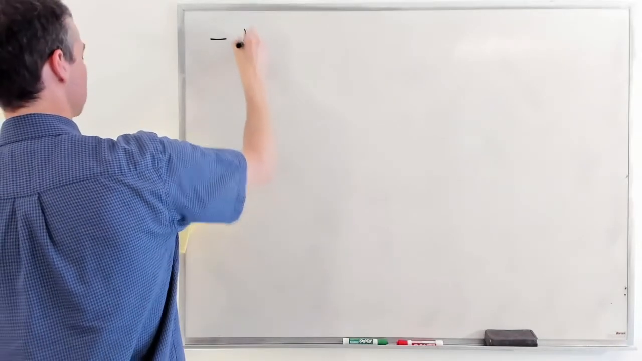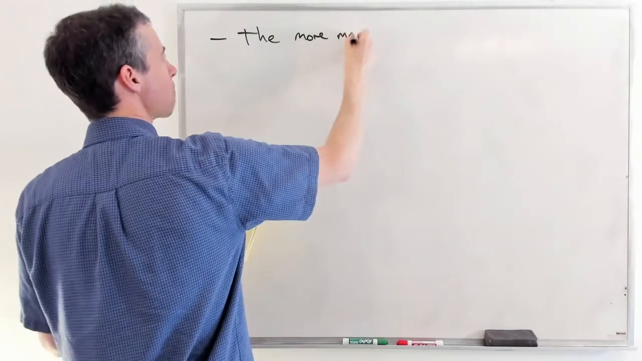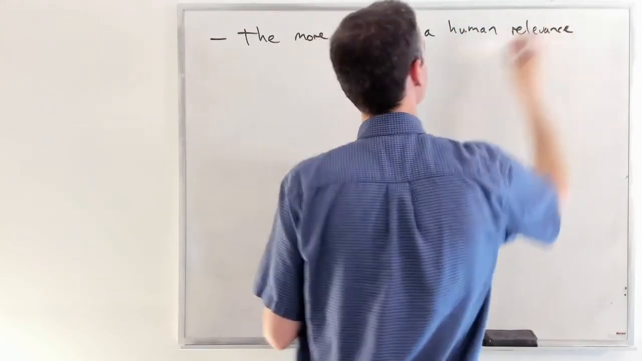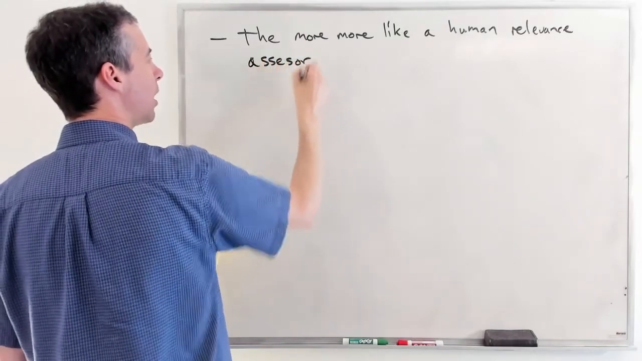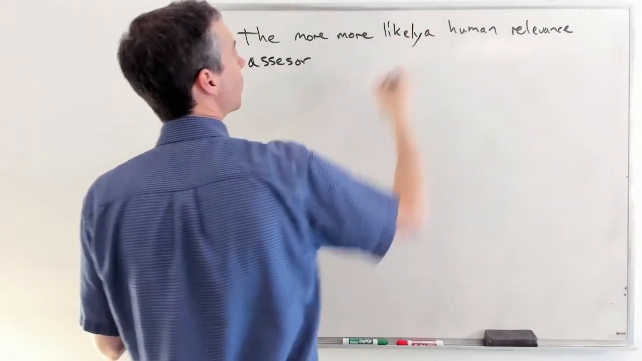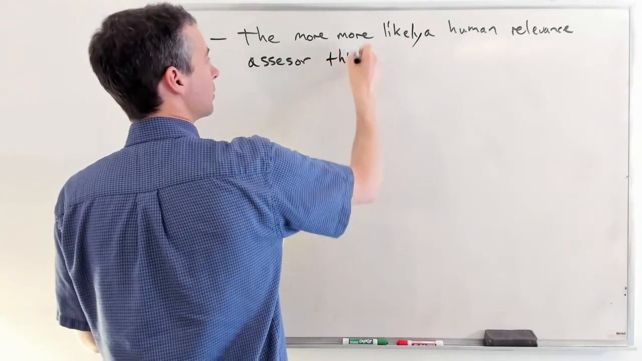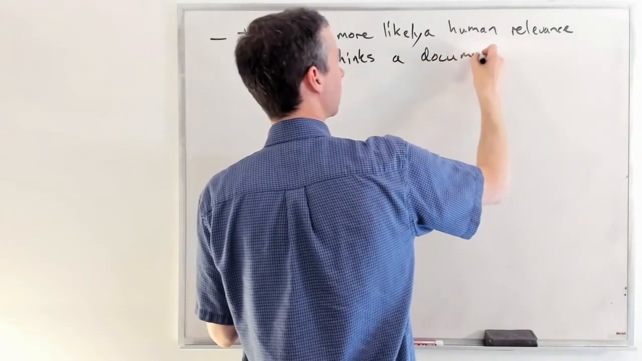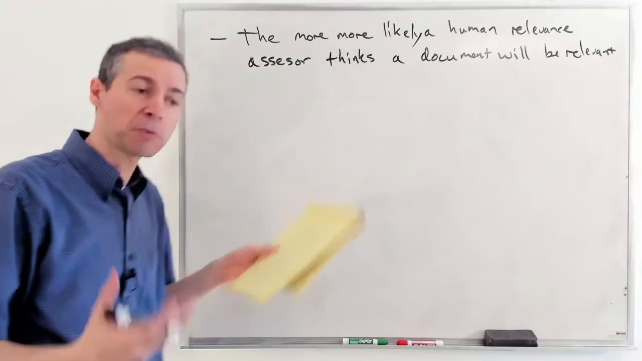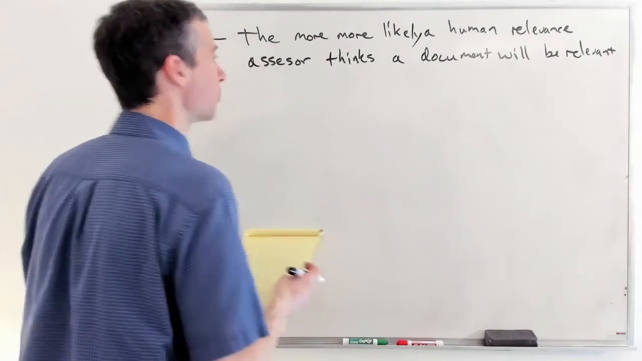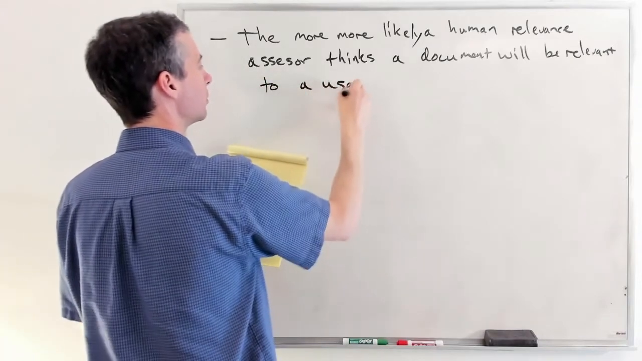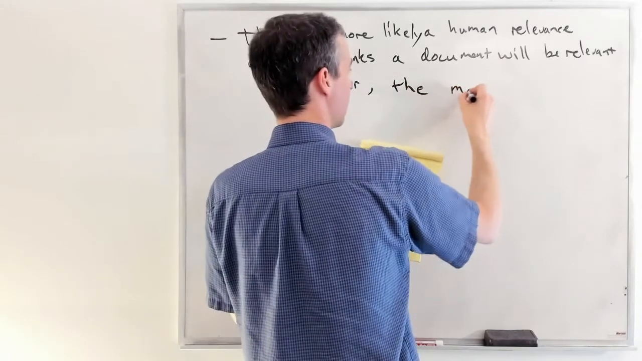Another thing is the more likely a human relevance assessor, so this is someone we hire to look at a document, the more likely a human relevance assessor thinks a document will be relevant to a user. In other words, we don't really know what you're looking for, but based upon your query, we think that this might be a really good document for you, so we think it will be relevant to you. To a user, what we do find is it is more likely that people will click on it.